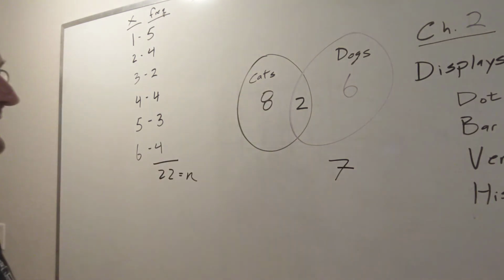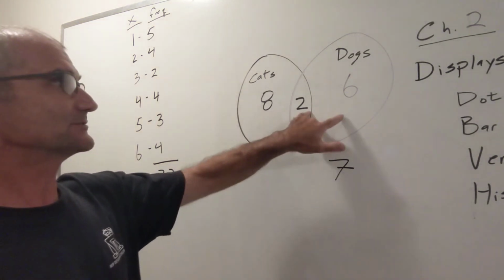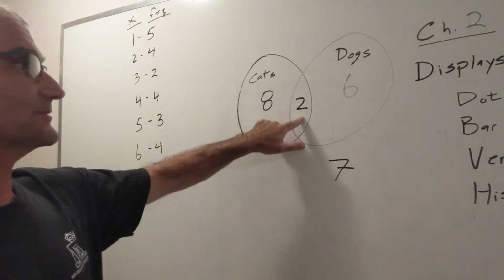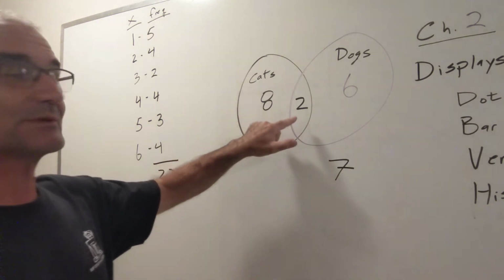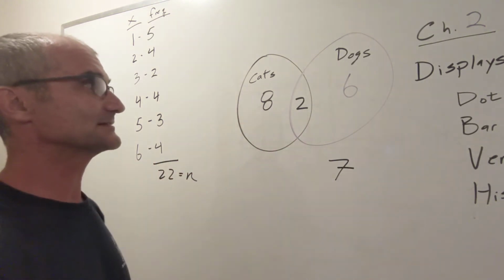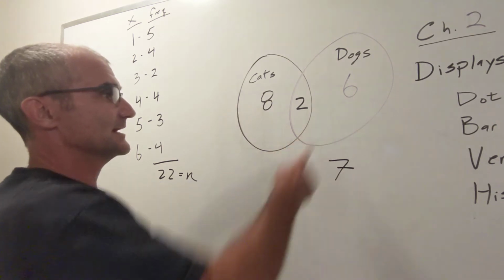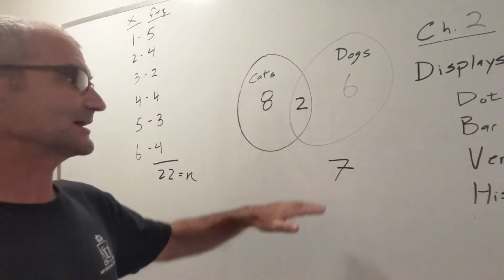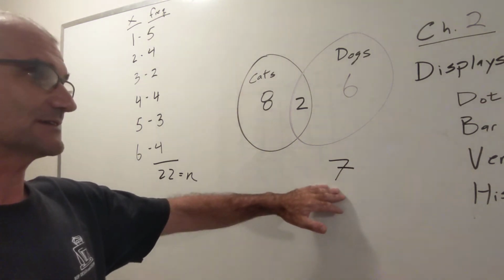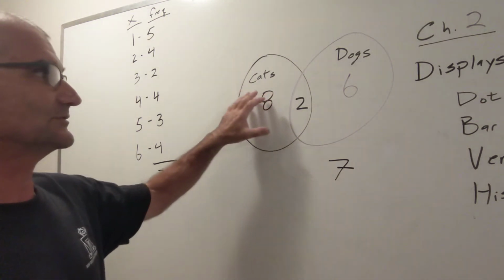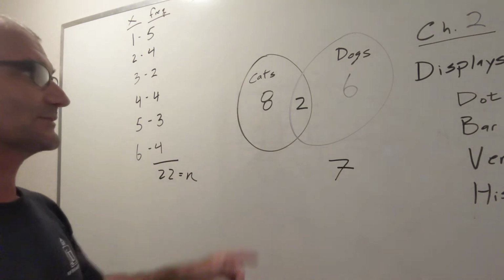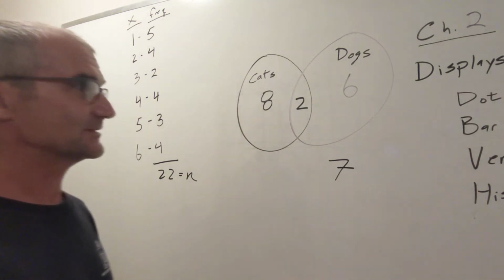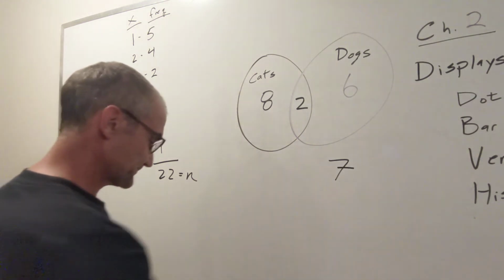How many people have dogs in the class? 8 students would say they have dogs. 2 of those students have cats and dogs. How many people in the class only have dogs? That would be 6. And then how many people in the class do not have a cat or a dog? That would be 7. So a Venn diagram uses these circles. They overlap by the number of people who are in both categories. So that's a Venn diagram there.